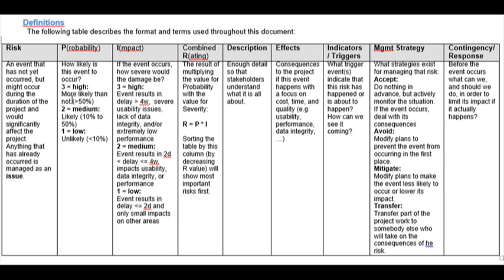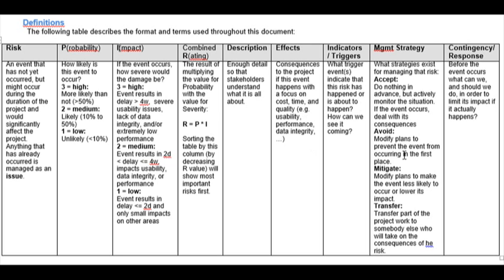The combined rating, which is the combination of probability and impact. The description, sufficient detail so that stakeholders, including you, know what the risk is. We could identify a risk, come back to our risk list 3 or more weeks later and not remember what the risk is because we were not clear enough in our risk description. The effect or the consequences to the project were this risk to occur.